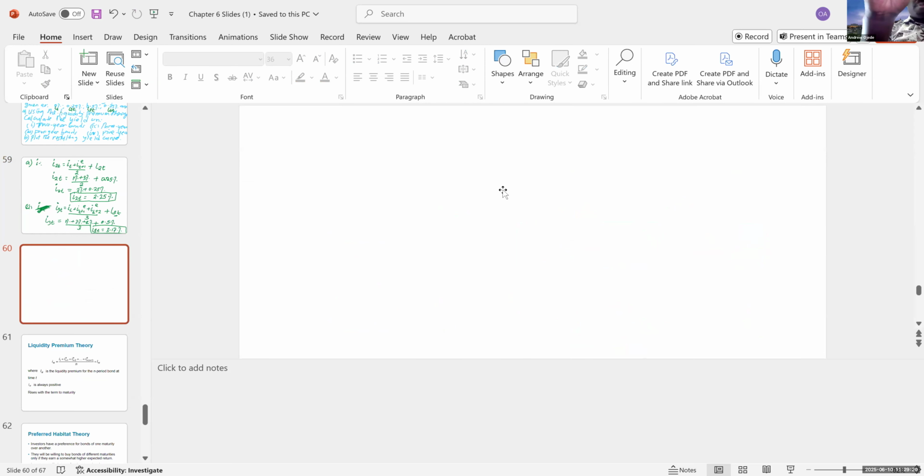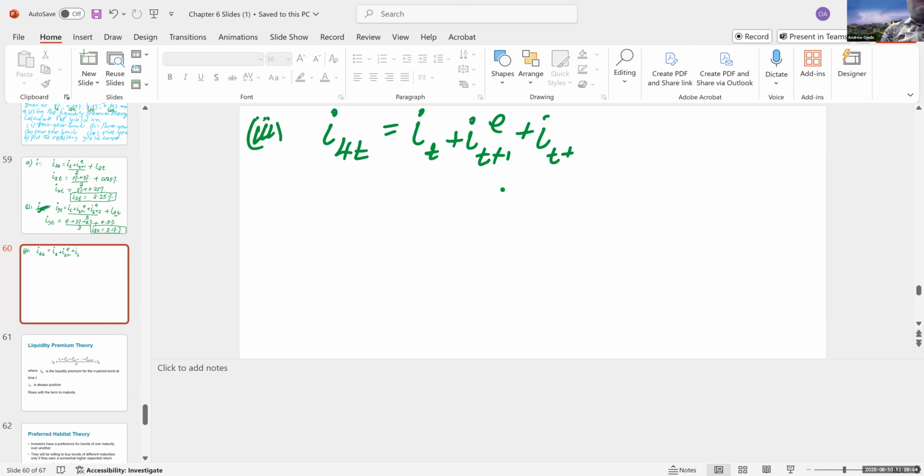Okay, and then let me get more room here. So Roman 3. The interest rate on 4-year bonds, which is I4T. The logic is going to be: IT, the average of the 4 interest rates here on 1-year bonds. So this is going to be IT plus 1 expected, plus IT plus 2 expected, plus IT plus 3 expected, divided by 4. Then you're going to add the liquidity premium for holding a 4-year bond.